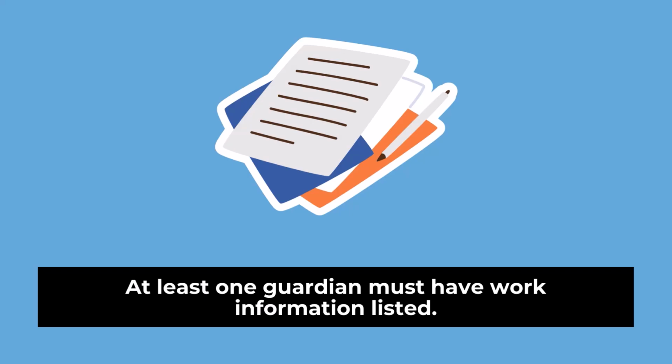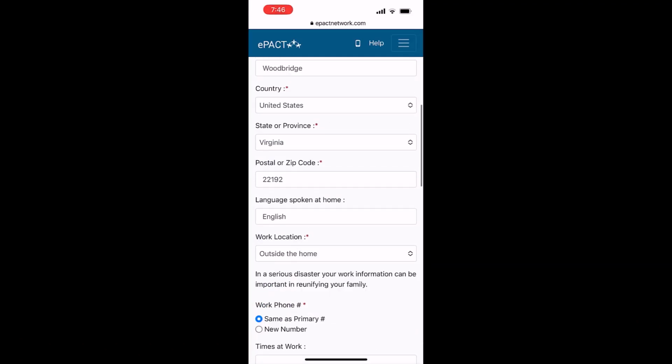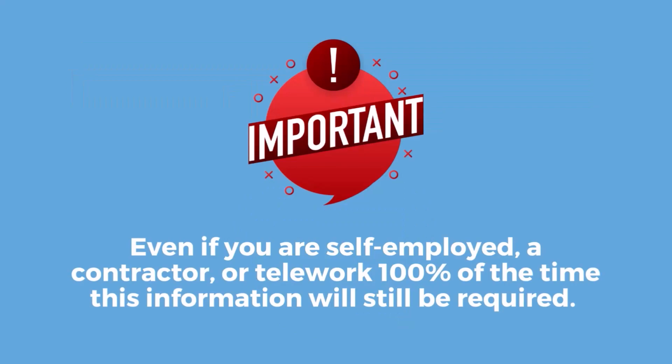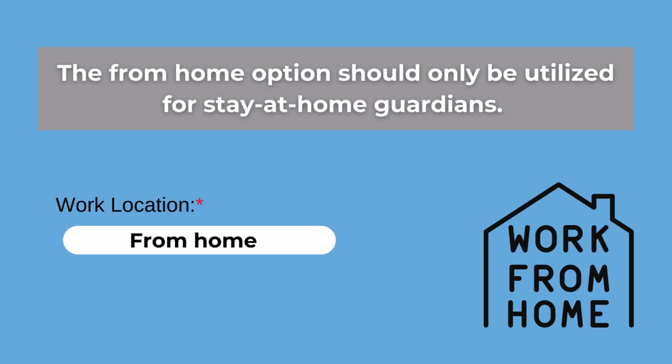For the work location section of the form, you will need to list your work location as outside of the home to be able to enter information for work. Even if you are self-employed, a contractor, or telework 100% of the time, this information will still be required. Guardians that select from home will be considered as stay-at-home guardians.